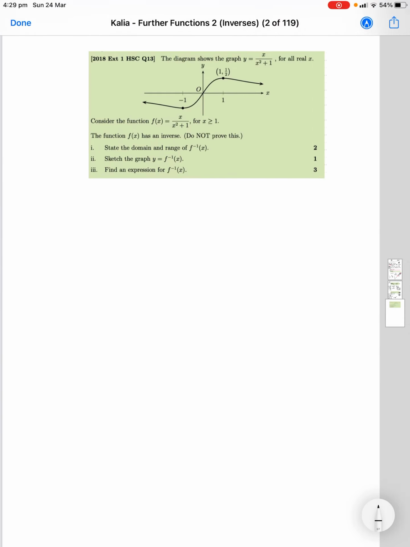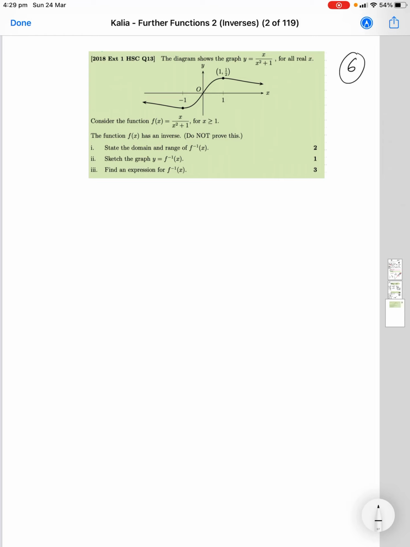Now, this all kind of leads to the types of questions we generally get asked. This is a 2018 HSC question. So it's worth 2, 1, and 3. It's worth 6 marks in total. And we're going to take a look at answering this question in order to get these 6 marks.